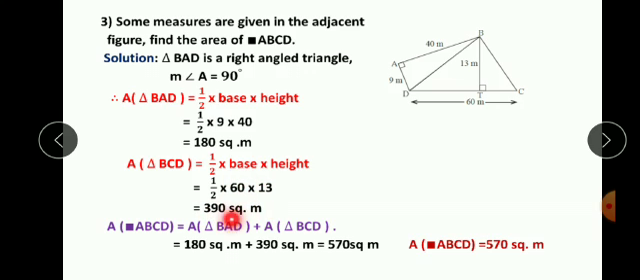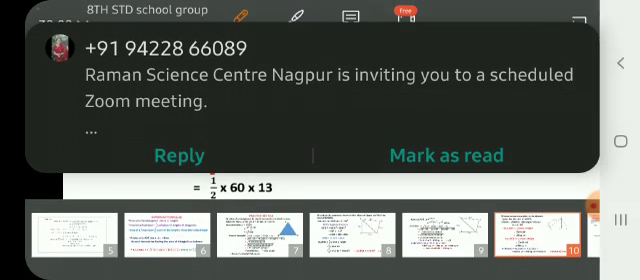Now add both the areas to find the area of quadrilateral ABCD. So area of quadrilateral ABCD is area of triangle BAD plus area of triangle BCD. That is 180 plus 390. It is equal to 570 square meter. Okay, so the area is 570 square meter.